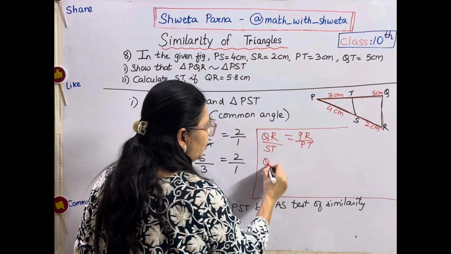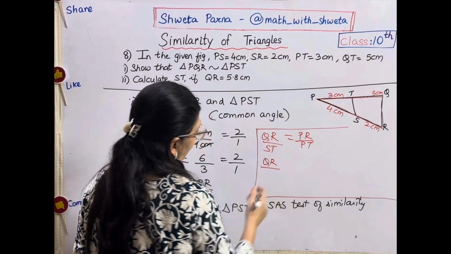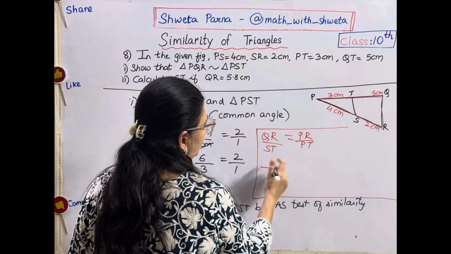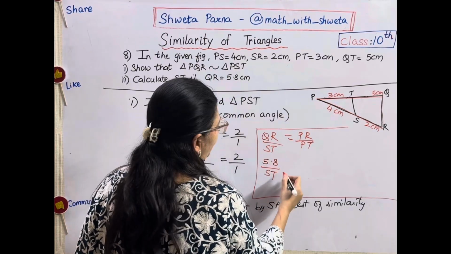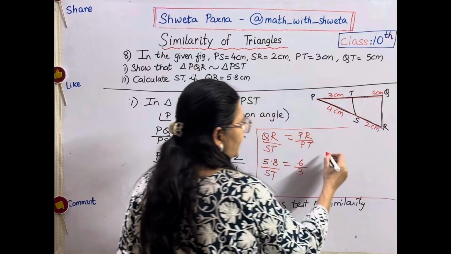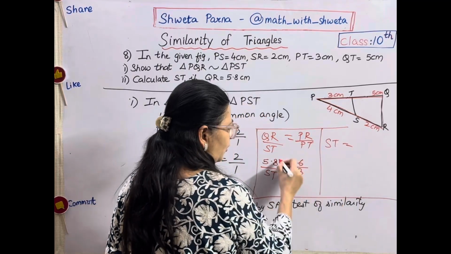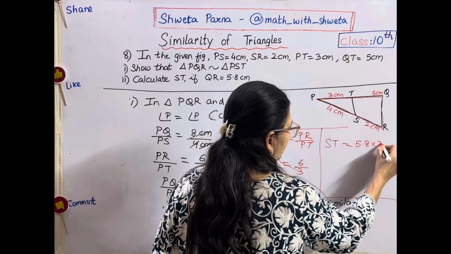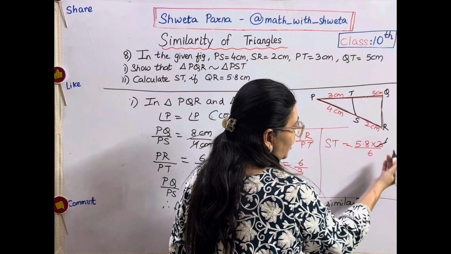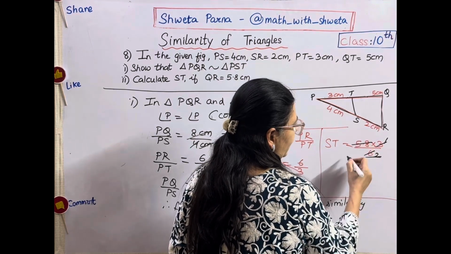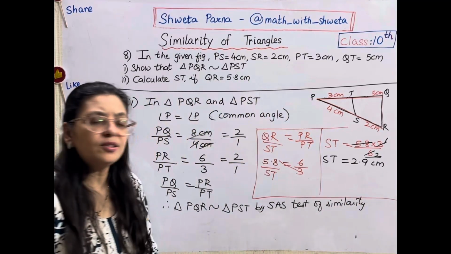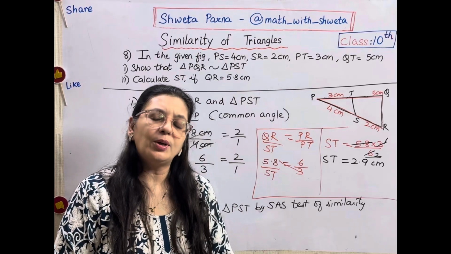What is the value for QR? ST is also not given. Oh, QR is given as 5.8. Sorry children. 5.8, and ST you have to find, is equal to PR is 6 and PT is 3. So how will you find ST? ST is equal to cross multiply, 5.8 into 3 divided by 6. 3 twos are 6. Divide this, the answer is 2.9. So the length of side ST is 2.9 centimeter. Okay, let's go to the next one.